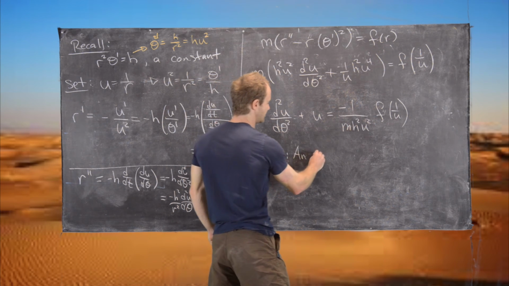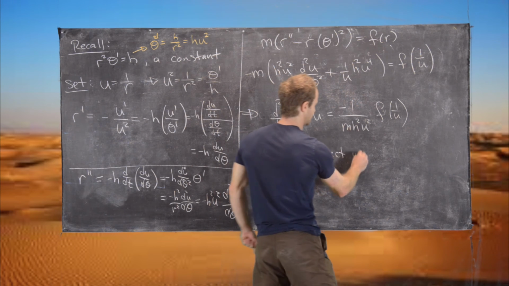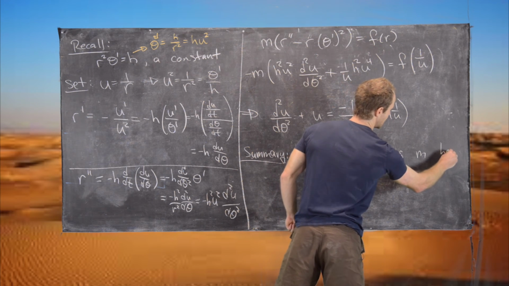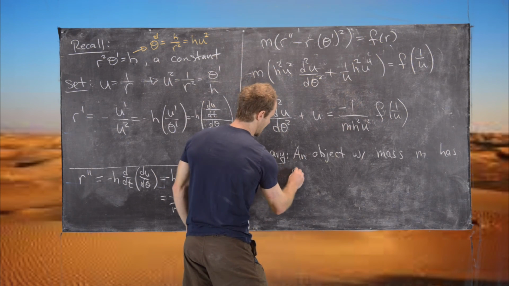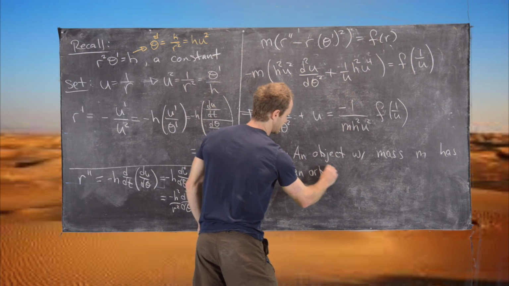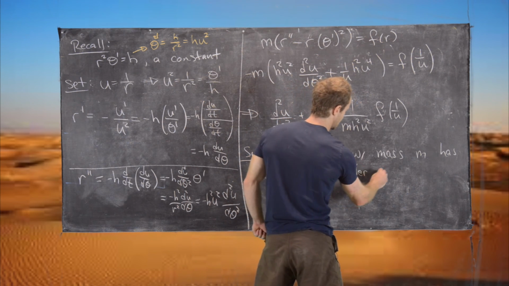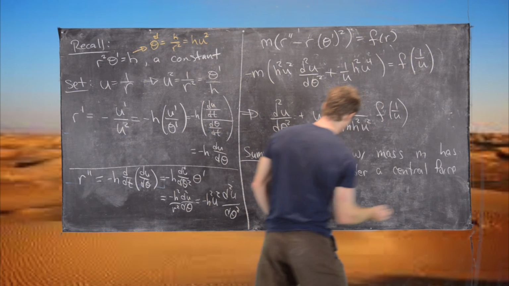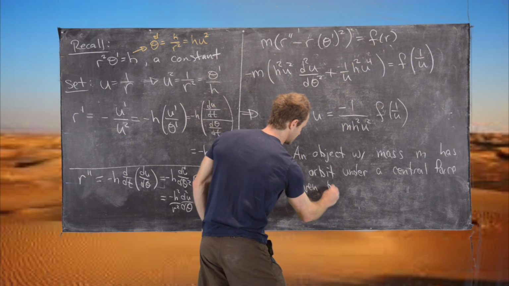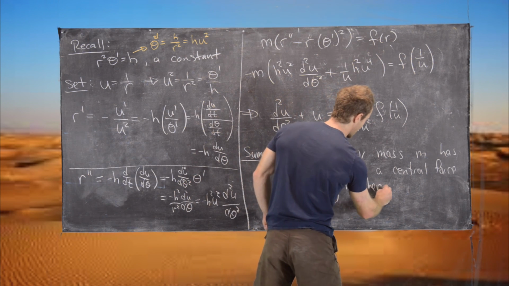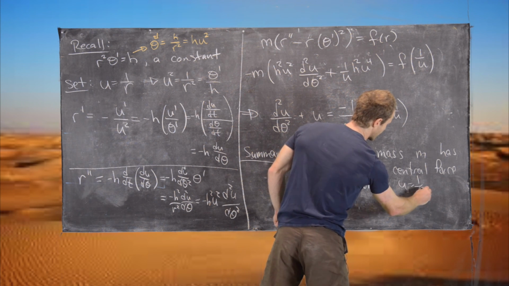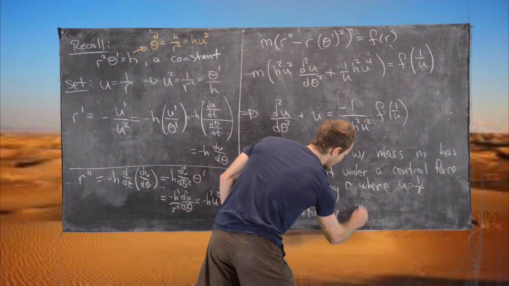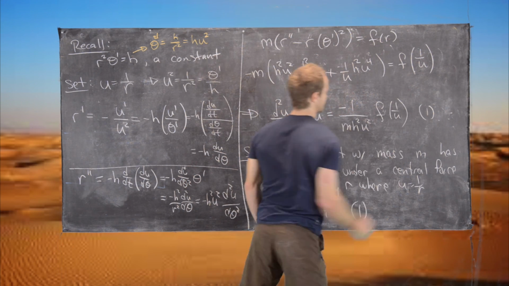An object with mass m has an orbit under a central force given by r, where u equals 1 over r satisfies this differential equation, which I'll call 1.